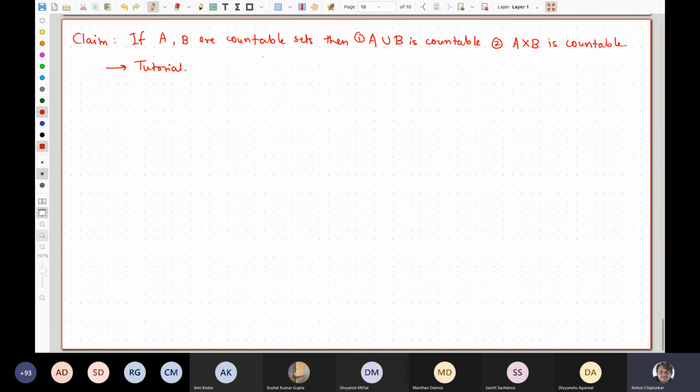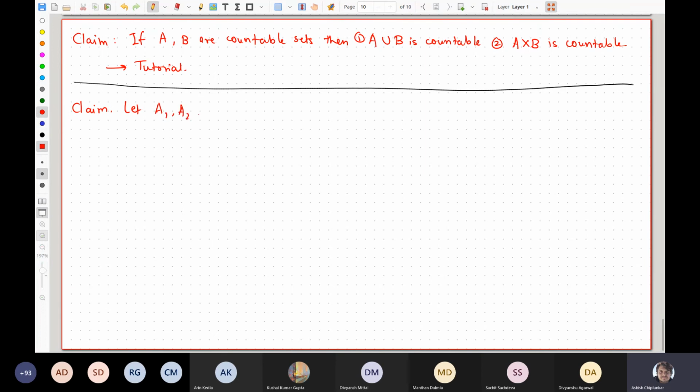So now I want to make a slightly more ambitious claim. Here A union B is countable, good, but I want to make a more ambitious claim. These are in the tutorial. So the next claim that I'm going to make is the following. Let A1, A2, A3, and so on. So I'm taking infinitely many sets, countably infinitely many sets. Why are they countably infinitely many? The number of sets is countable, so the collection of sets is countable. This is the first set in the collection, second set, third set, and so on.